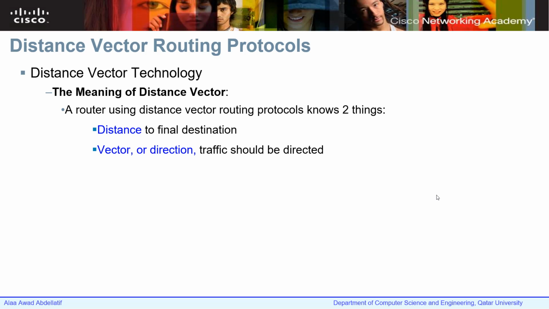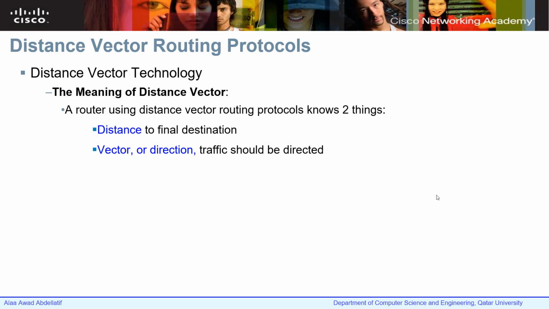Good morning. So last time we discussed different categories of routing protocols, and we said that we have interior gateway routing protocols and exterior gateway routing protocols, and inside the interior gateway routing protocols we have distance vector routing and link state routing protocols. So this time we'll start with the first type, which is distance vector routing protocols.